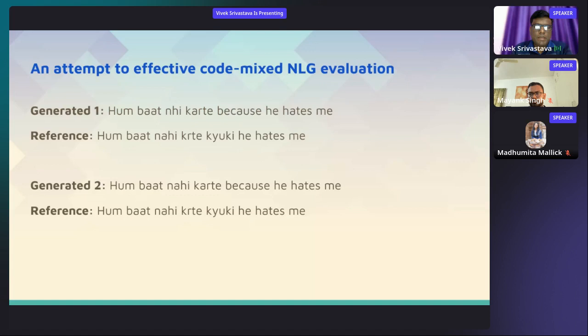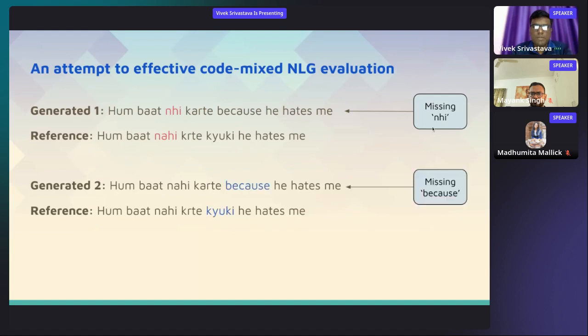The third thing here is, let's say you have two different generated sentences, and the reference sentence remains the same. In the first sentence, the word nahi is missing because of the spelling variation that we are seeing.